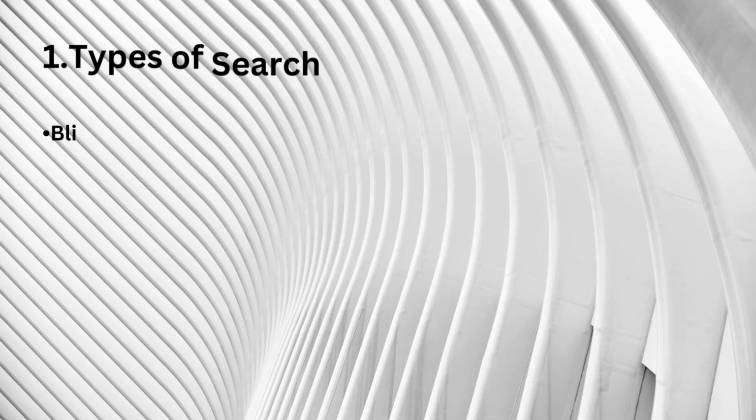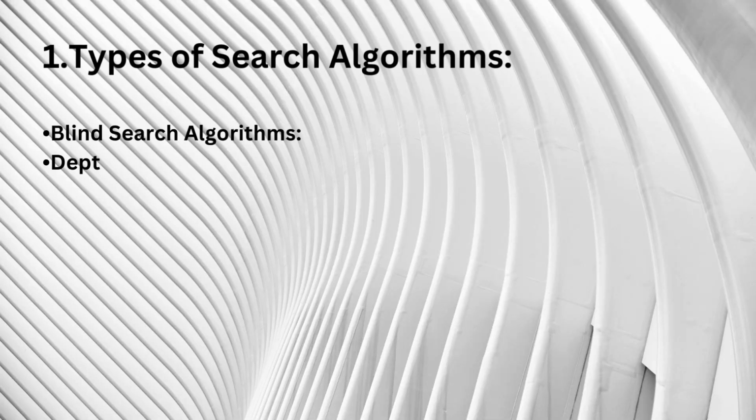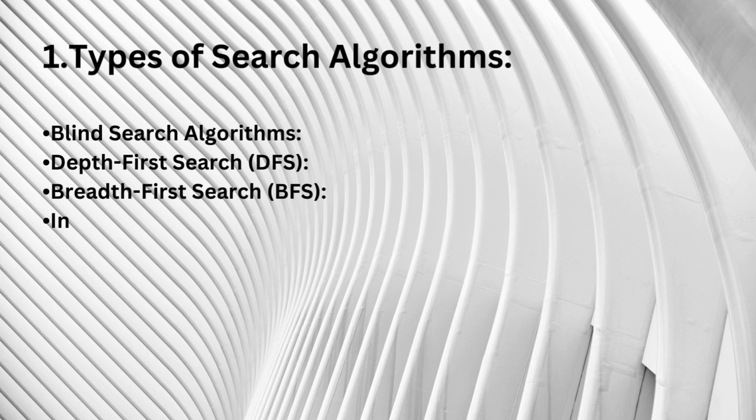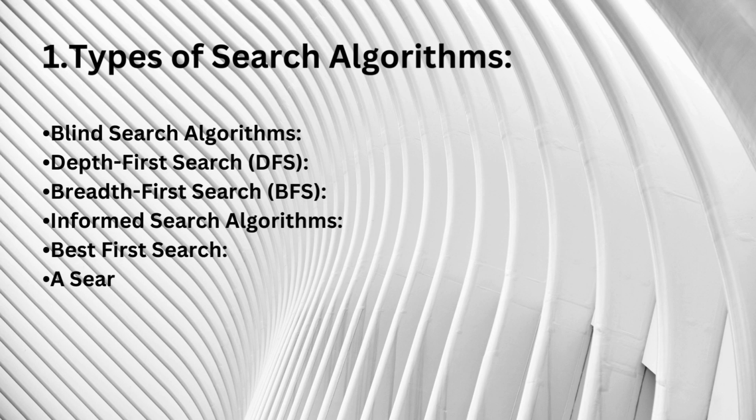Types of search algorithms. Blind search algorithms. These algorithms do not have information about the goal state and explore the search space systematically. Two common examples are depth first search and breadth first search. Depth first search explores as far as possible along each branch before backtracking. It is often implemented using a stack data structure, making it memory efficient, but it may not find the shortest path.